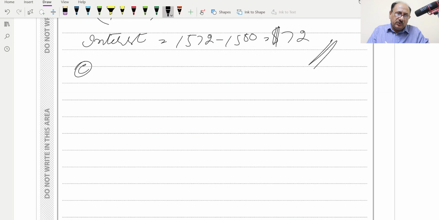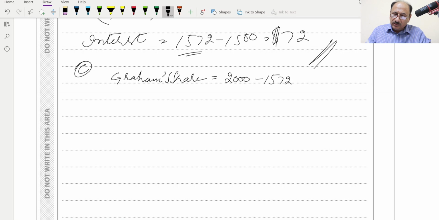We have to calculate Graham's share first. So Graham's share is what? Out of 2000, the other person is receiving basically 1000 minus 1572 for Lillian or something like that. So this will be equal to what?